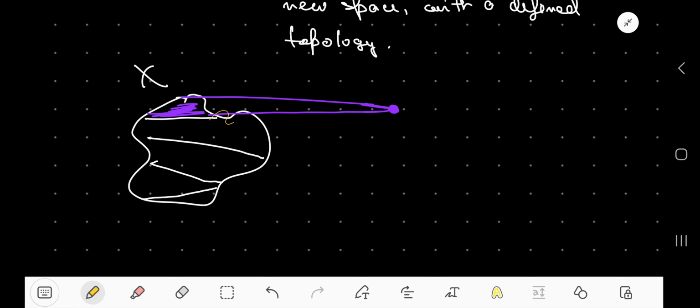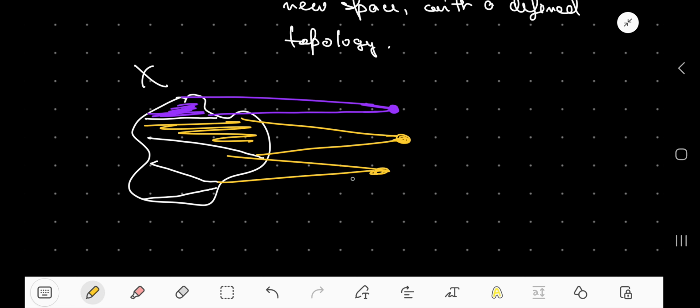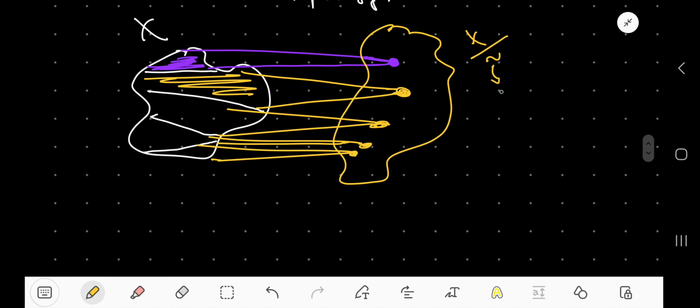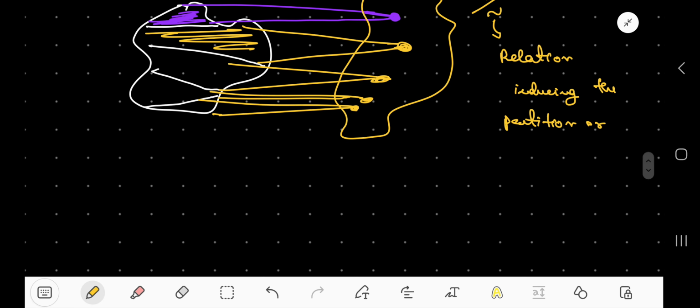So I map this part to a single point, I map this part to a single point, and I map this part to a single point. The last partition is also something I map to a single point, and I construct a space out of these points, and this is what I call X mod tilde, where tilde is the relation inducing the partition, or the identification relation, you might also say.